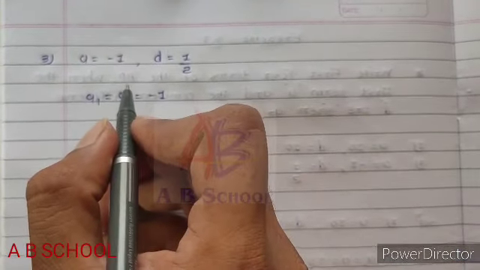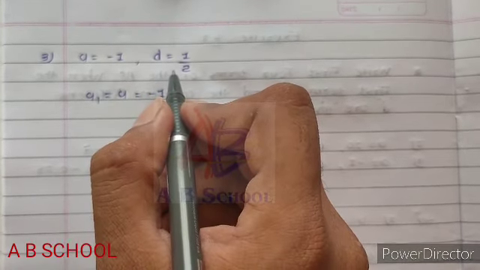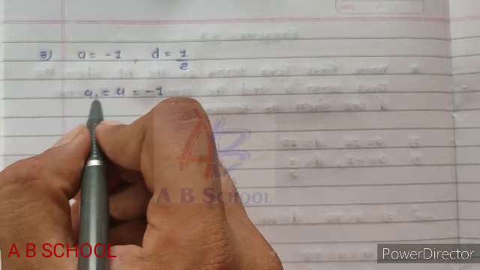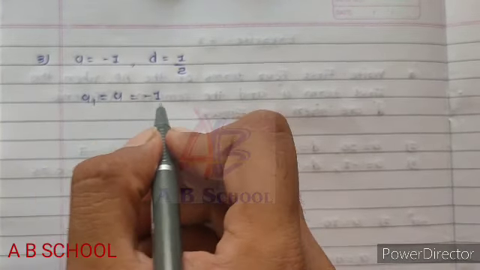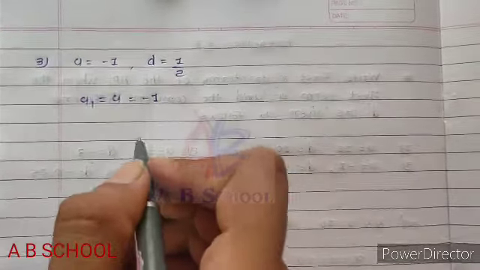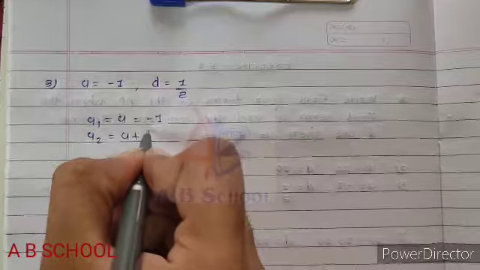Now number 3, the value of A is equal to minus 1. The common difference D is equal to 1 by 2. By using the general form of AP, A1 is equal to A is equal to minus 1. For the second term, A2 is equal to A plus D.